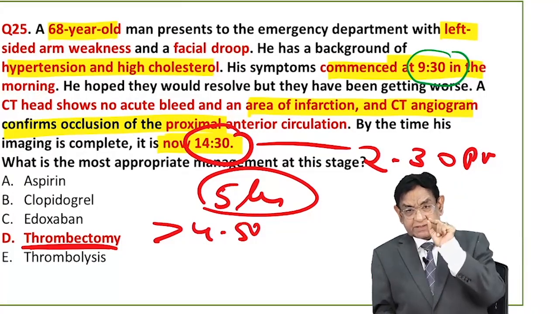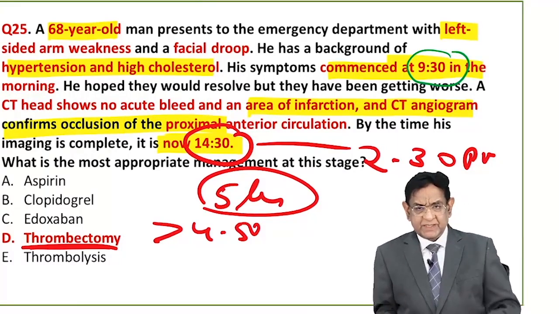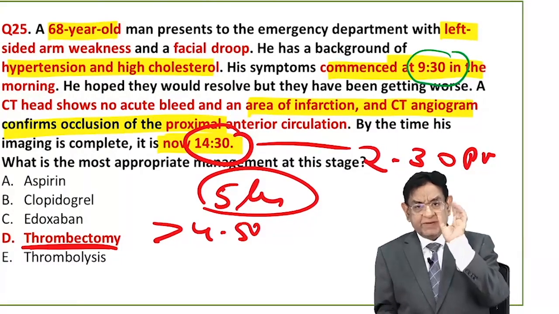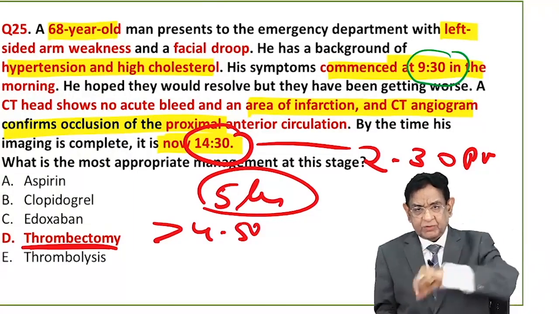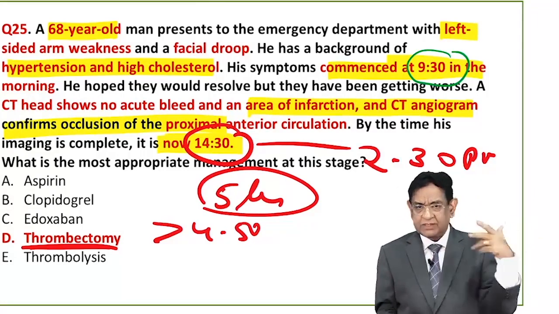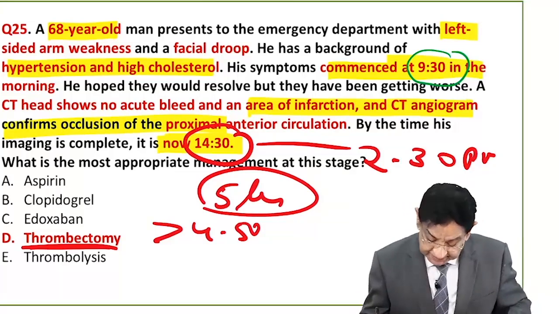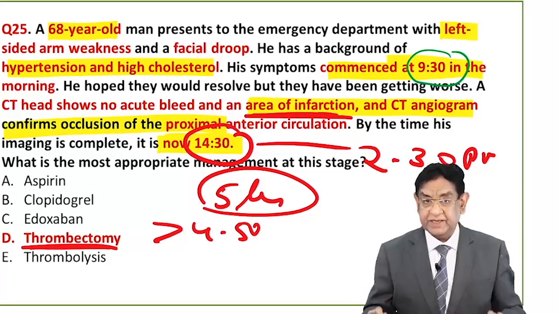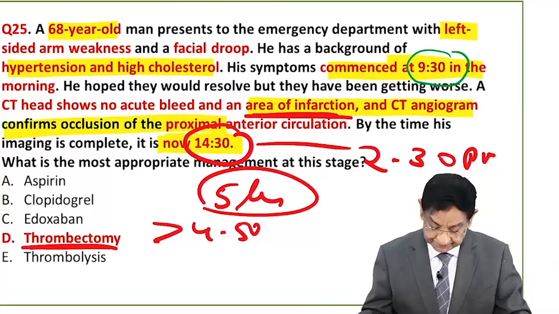So, a point to be noted: when the MRCP people are asking a question, they are giving a definite clue to you. Like in this question, 9:30 a.m., now 2:30 p.m., 5 hours, thrombolysis gone, thrombectomy is the only thing that we can do. And remember, he says that on CT scan the area of infarction is confirmed and there is no bleeding. Go for thrombectomy.